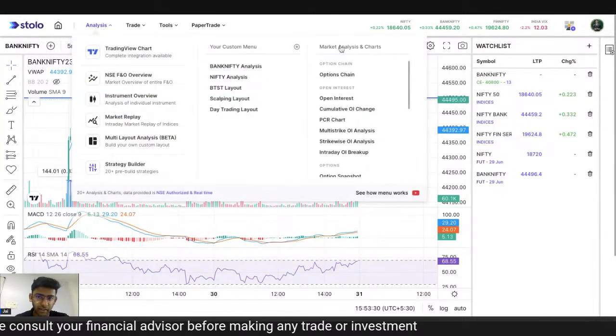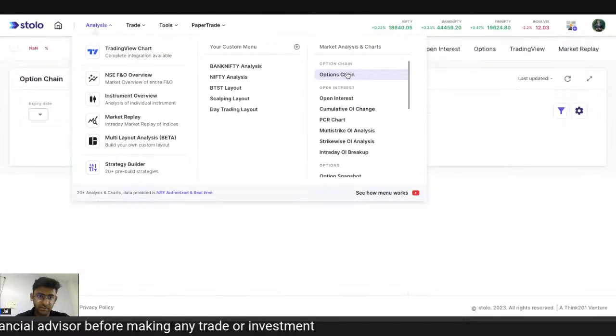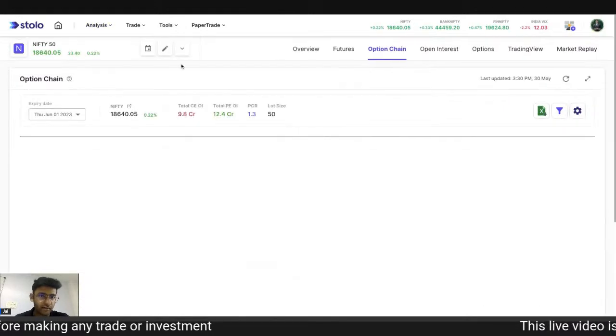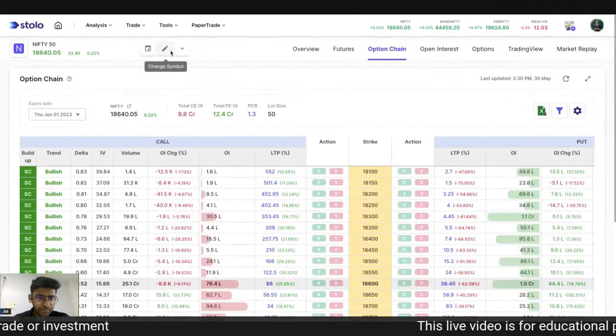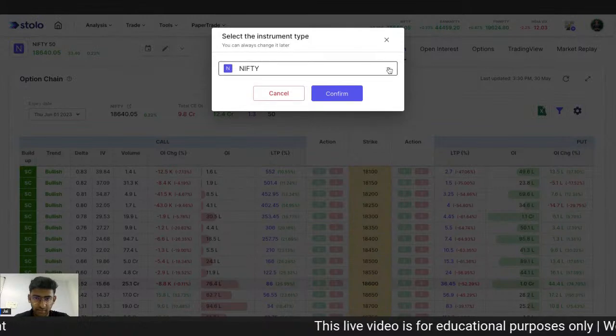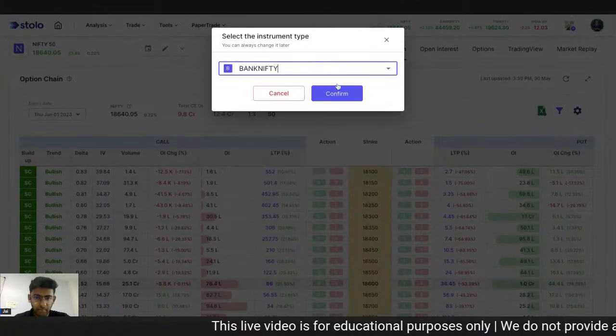Quickly coming into the option chain of Bank Nifty. Okay, this is set to Nifty. Let me just change the symbol to Bank Nifty.